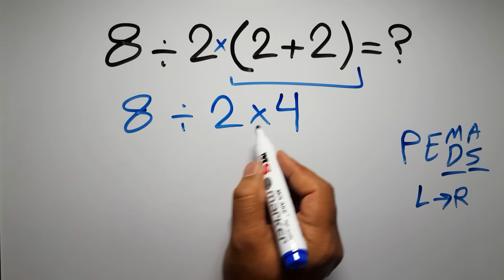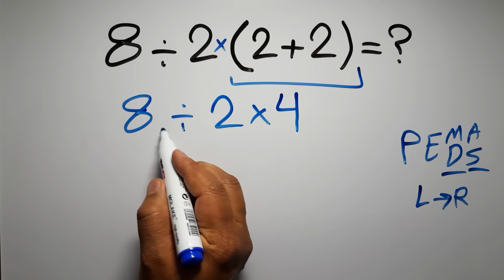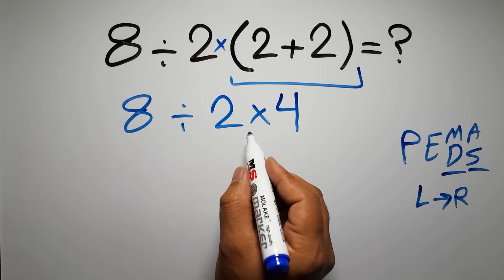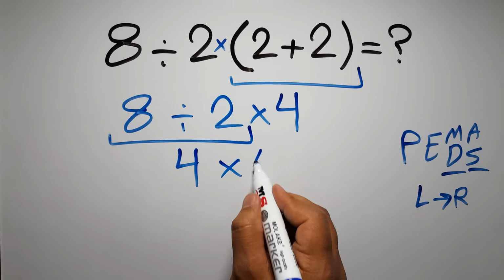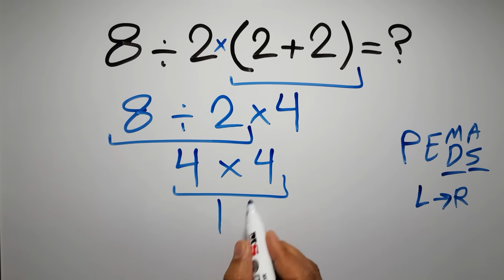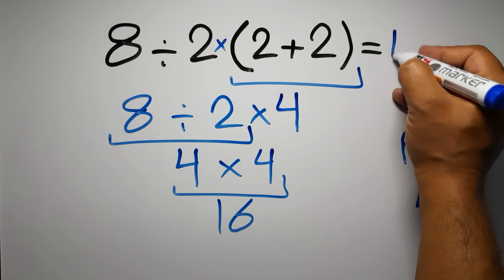Now we have one division and one multiplication. As I said, multiplication and division have equal priority and we have to work from left to right. So here first we have to do this division. 8 divided by 2 gives us 4. So 4 times 4, which equals 16. And this is our final answer to this problem. The correct answer is 16.